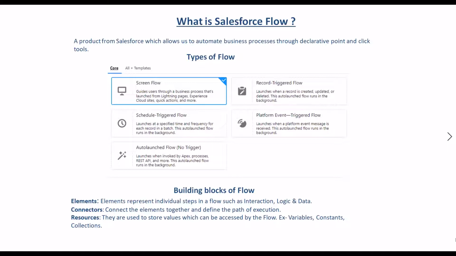Resources are used to store values accessed by the flow later in the execution. Examples of resources are variables, constants, collections, and many more.